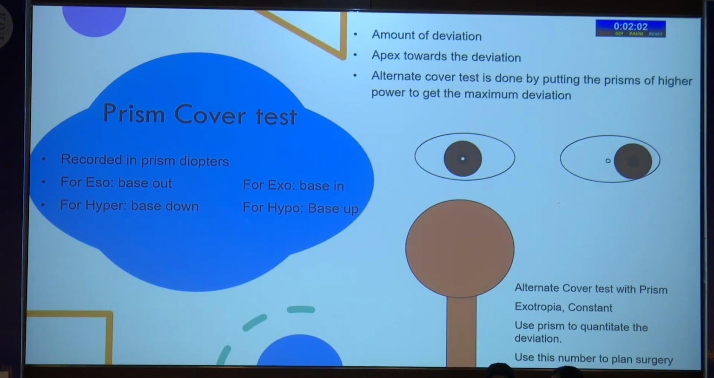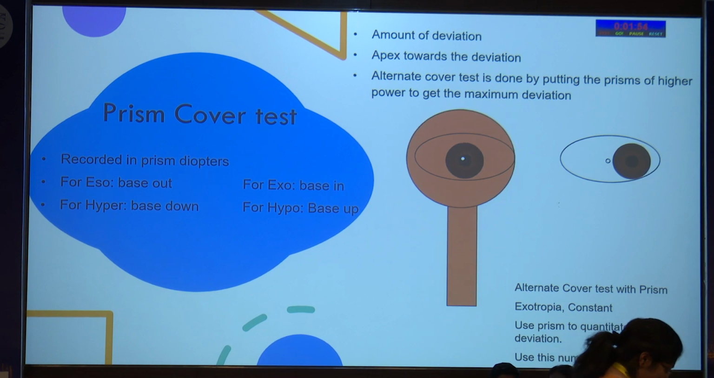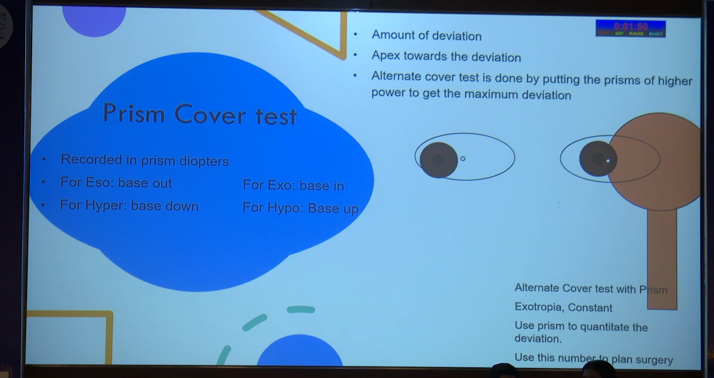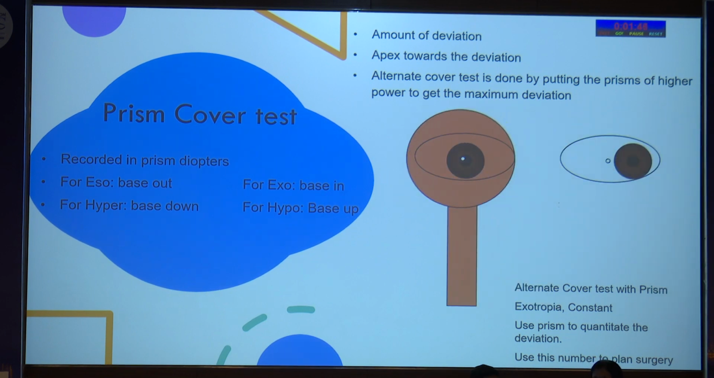So, the prism cover test: here you want to measure the amount of deviation. And how do you do that? You start putting prisms of progressively higher power with the apex towards the deviation. Now here you put the prism apex towards the deviation, but you note it with regard to the base. So for esotropia, you write base out. For exotropia, you write base in, and likewise for hyper and hypo.